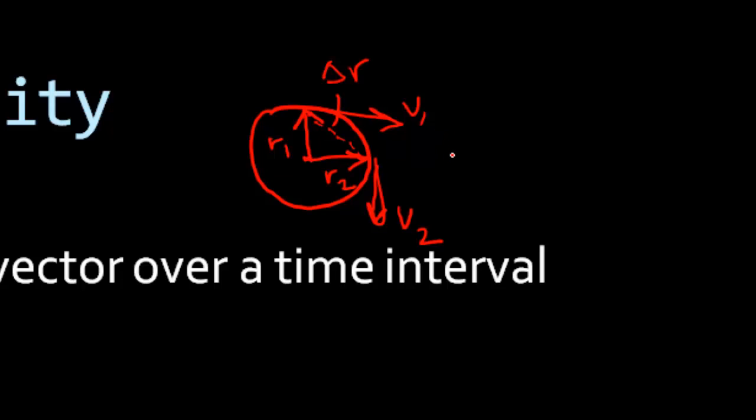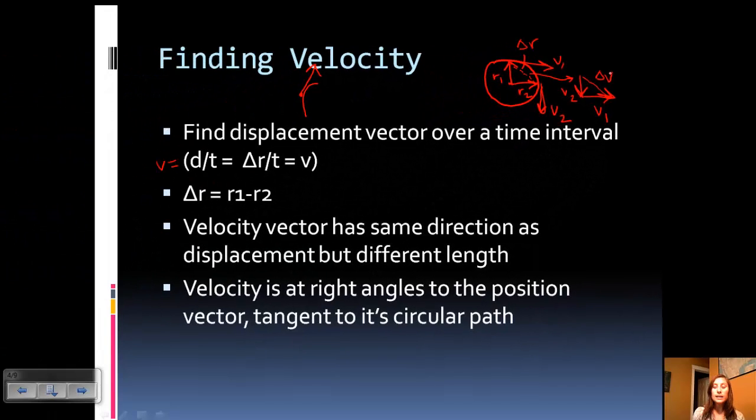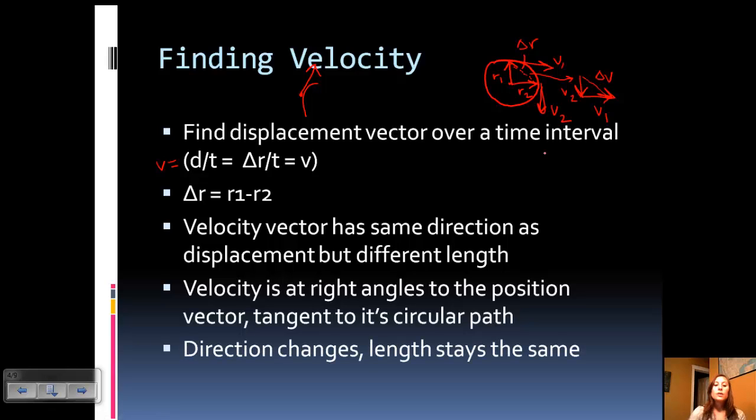If I took these two vectors and put them together, my resultant would be in the same direction as the change in r, so this being my v1, and this being my v2, and this being my change in v. And so the velocity vector is in the same direction as the displacement vector, but they are different lengths, and each of those velocity vectors is at a right angle to the displacement vector and tangent to its circular path. So the direction will change, but the length will stay the same.